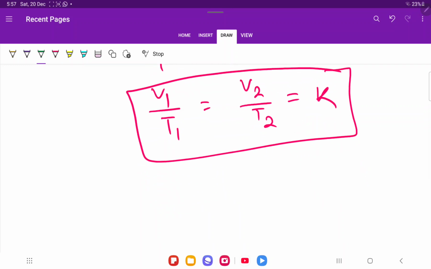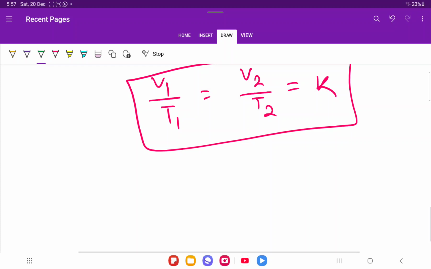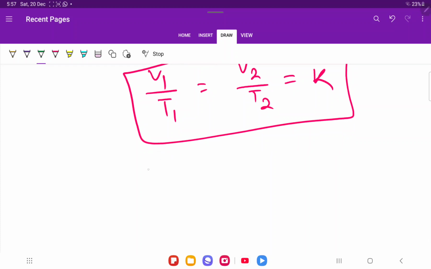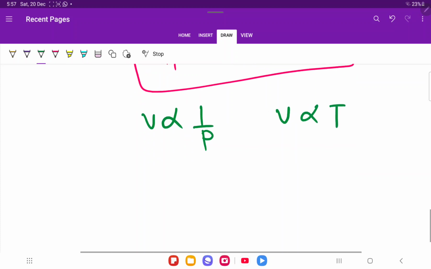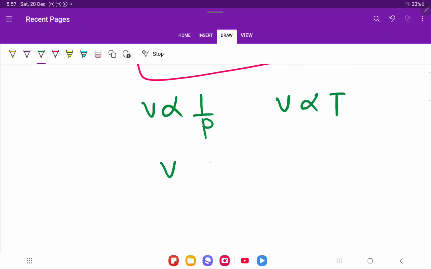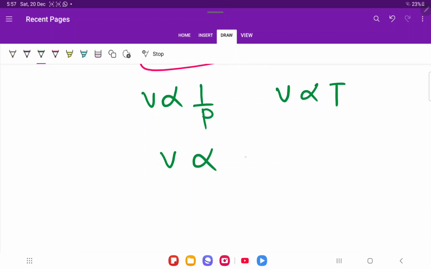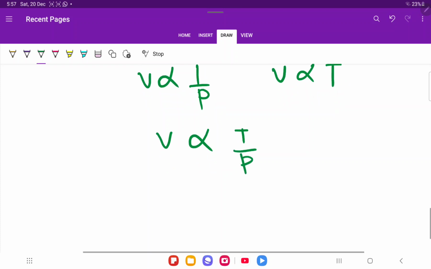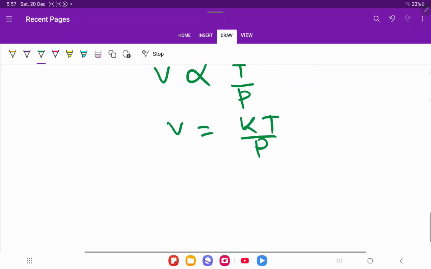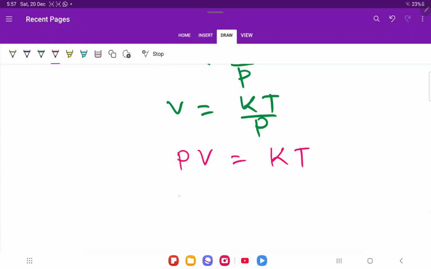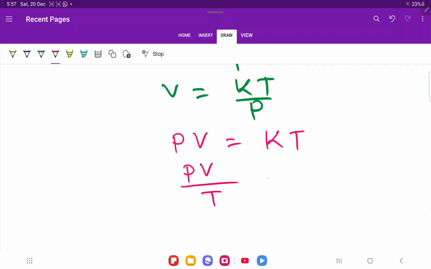Now if we combine these gas equations together, how will it be? From Boyle's law, what you understood is that V is inversely proportional to P, and V is directly proportional to T. So we can write it this way: V is proportional to T by P, right? Which gives us V equals KT by P. Now we can write it this way: PV equals KT. Then another thing we can do is PV divided by T is constant, right?